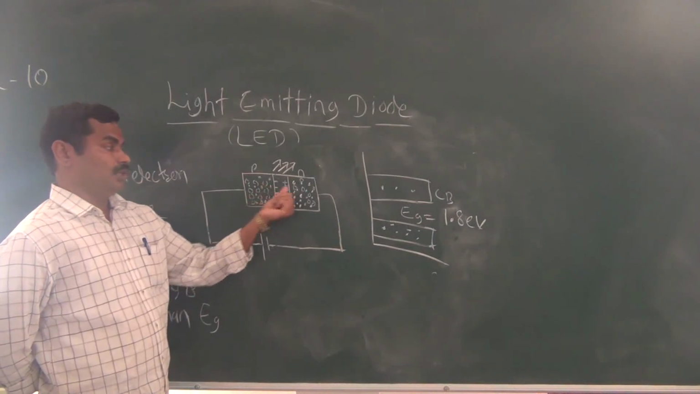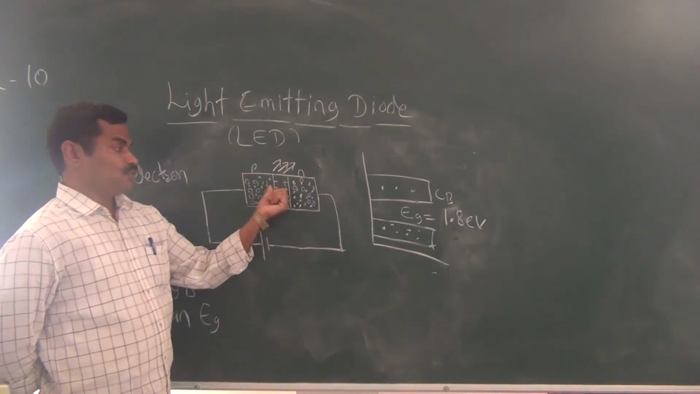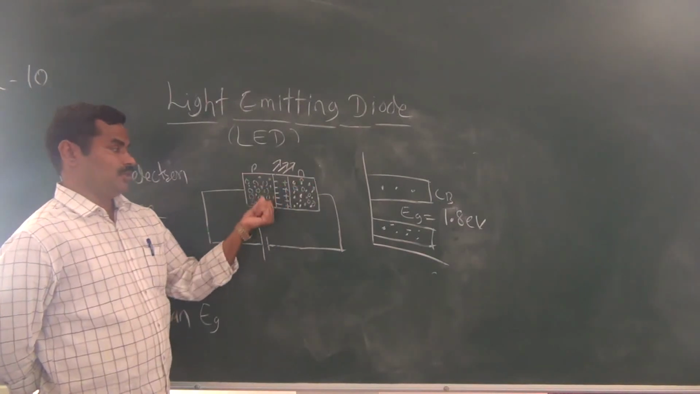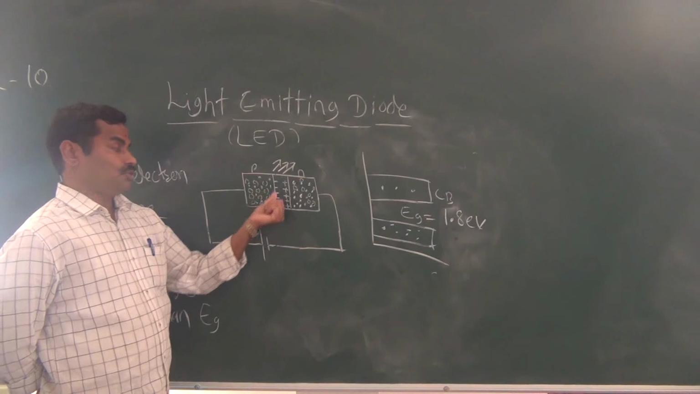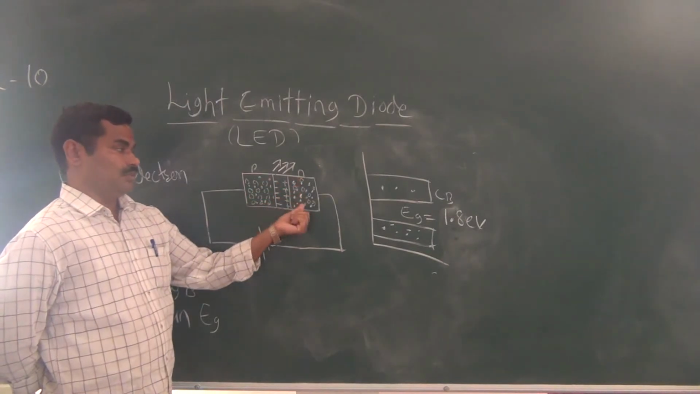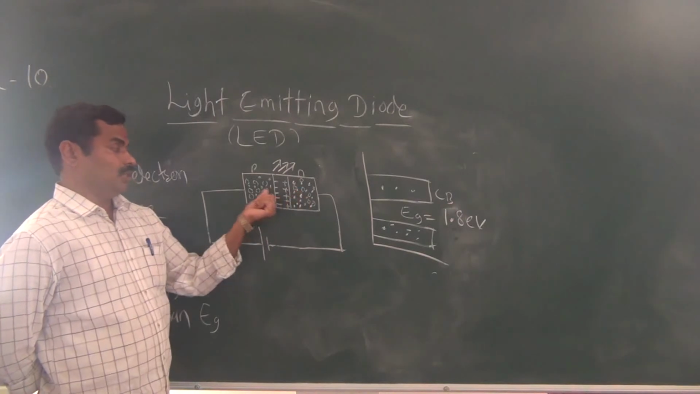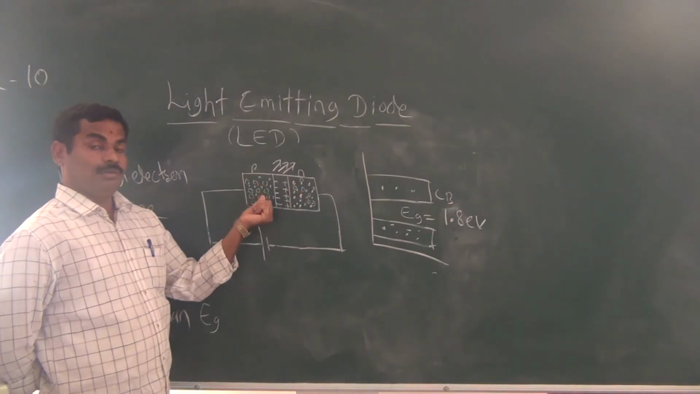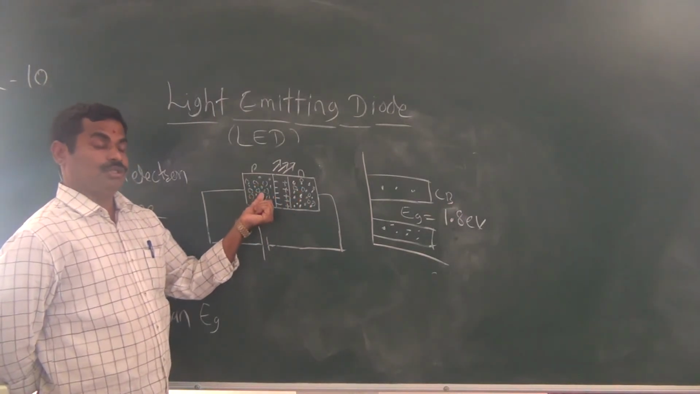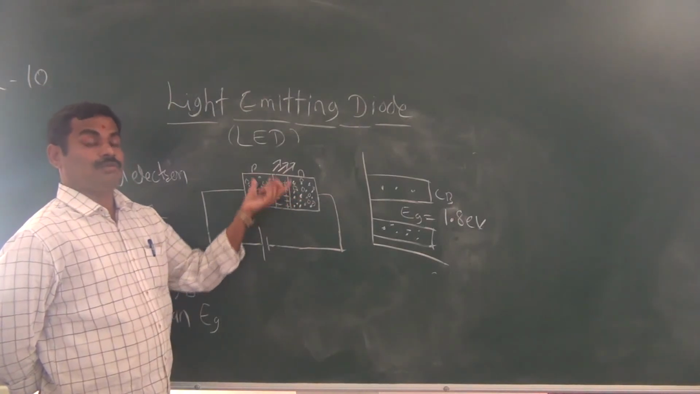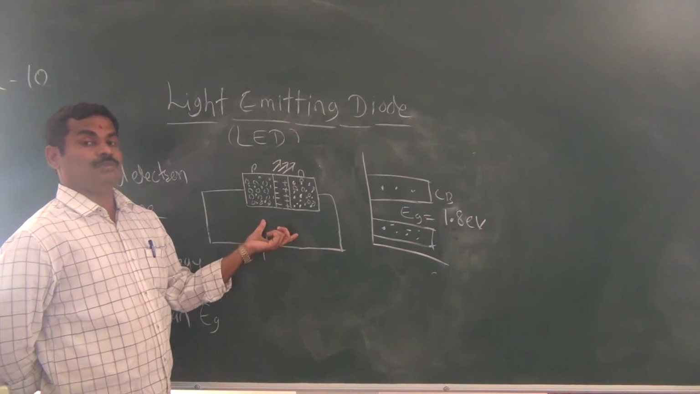The holes moving towards the n side act as minority carriers there, and the electrons moving towards the p side act as minority carriers there. This hole recombines with the minority carrier, the electron, and the electron recombines with the hole. Whenever the hole and electron recombine, they radiate energy in terms of light.